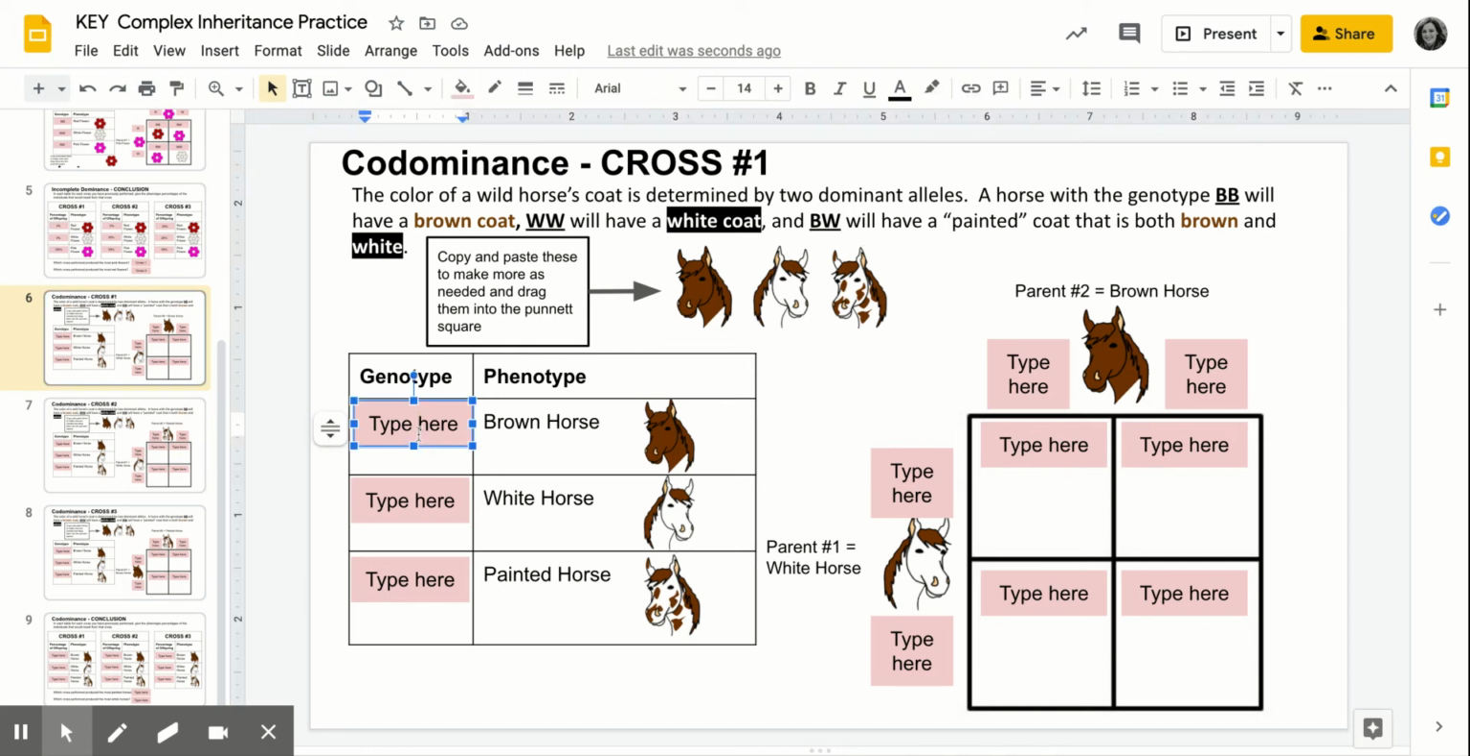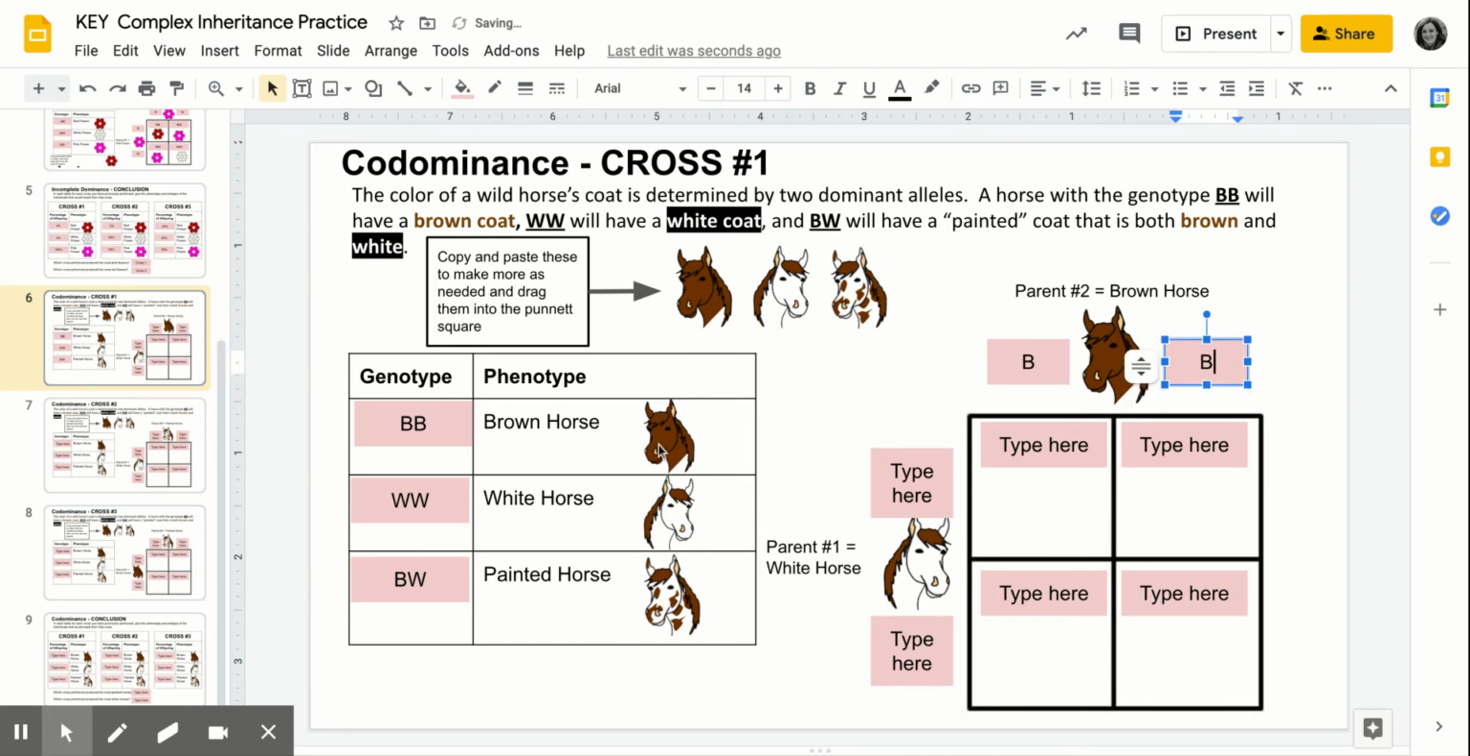So a brown horse is Big B for the genotype. The genotype for the white horse is going to be Big W. And for a painted horse, it's going to be Big B, Big W. So in this very first cross, we are going to cross a brown horse with a white horse. So we're going to separate. A brown horse is Big B. So we're going to put one Big B in one box and one Big B in the other box. A white horse is Big W. So we're going to put one Big W there and one Big W there.